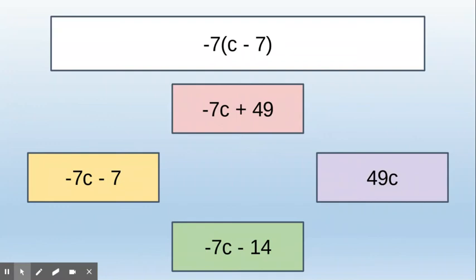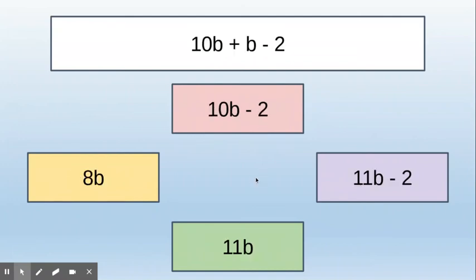The correct answer is -7c plus 49. The -7 times c gives you the -7c. And again, you want to be real careful with that negative sign. A -7 times a -7 gives you positive 49. 3, 2, 1.